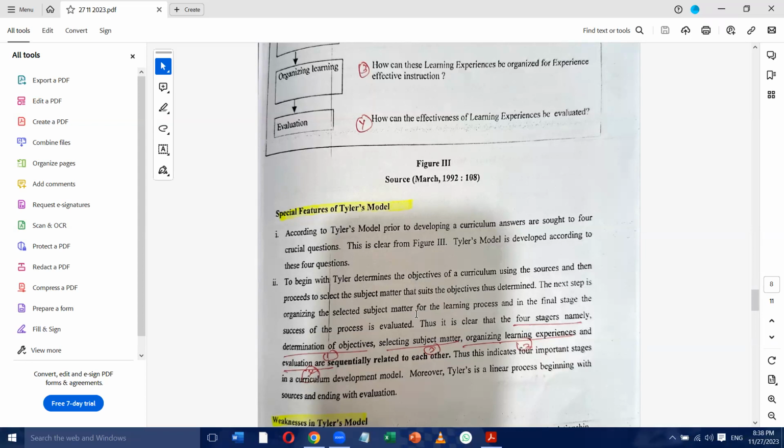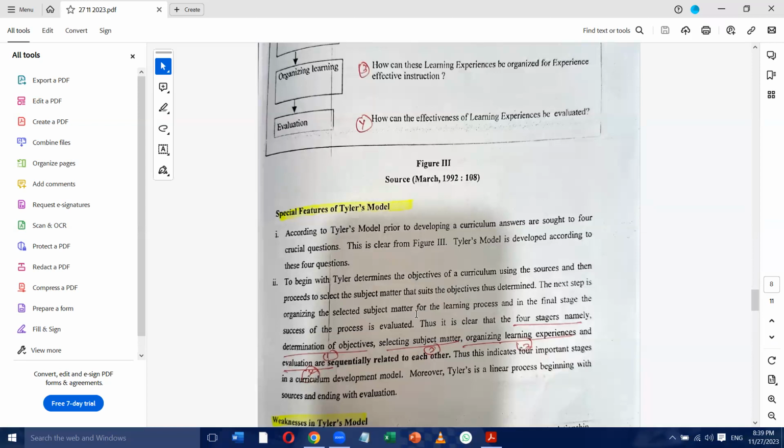Thus, it is clear that the four stages, namely determination of the objectives, selecting subject matter, organizing learning experiences, and evaluation, are sequentially related to each other. This indicates four important stages in the curriculum development model. Moreover, Tyler's is a linear process beginning with sources and ending with evaluation. This is called a linear model of curriculum development. You should keep in mind, if you are asked to write an example of a linear model of curriculum development, you should understand that they are asking about Tyler's model.